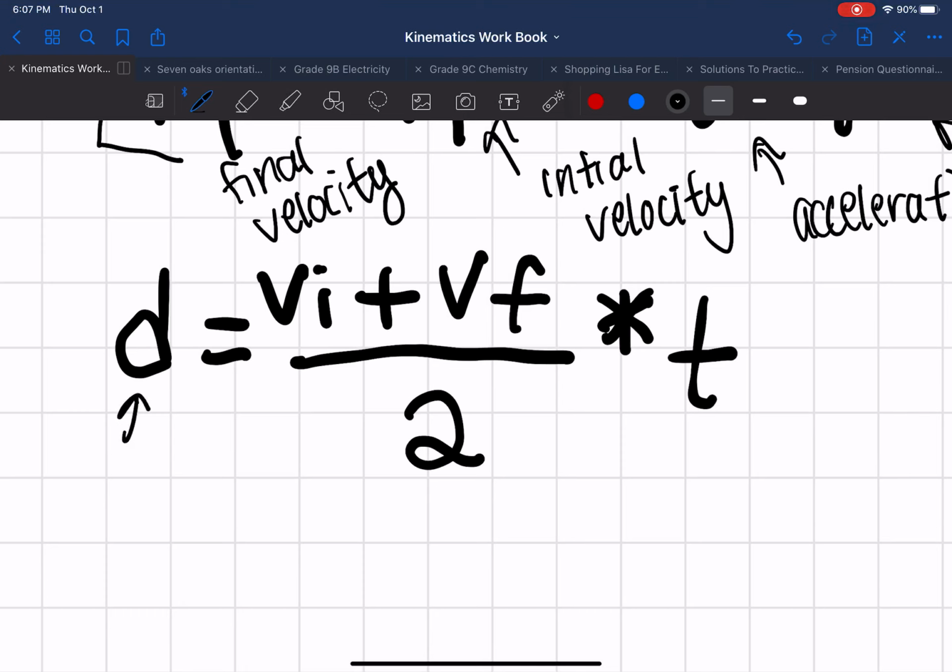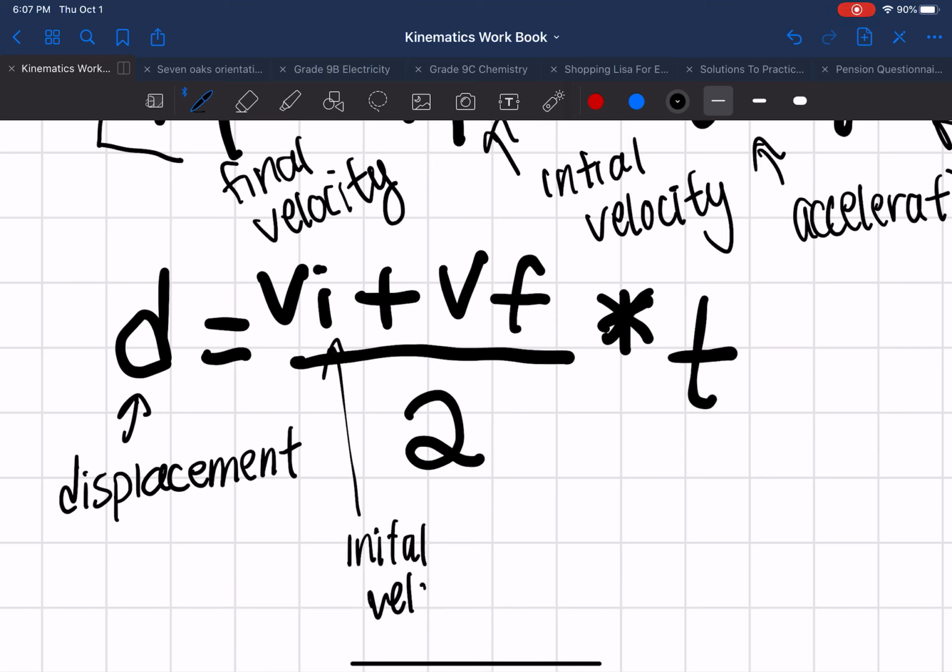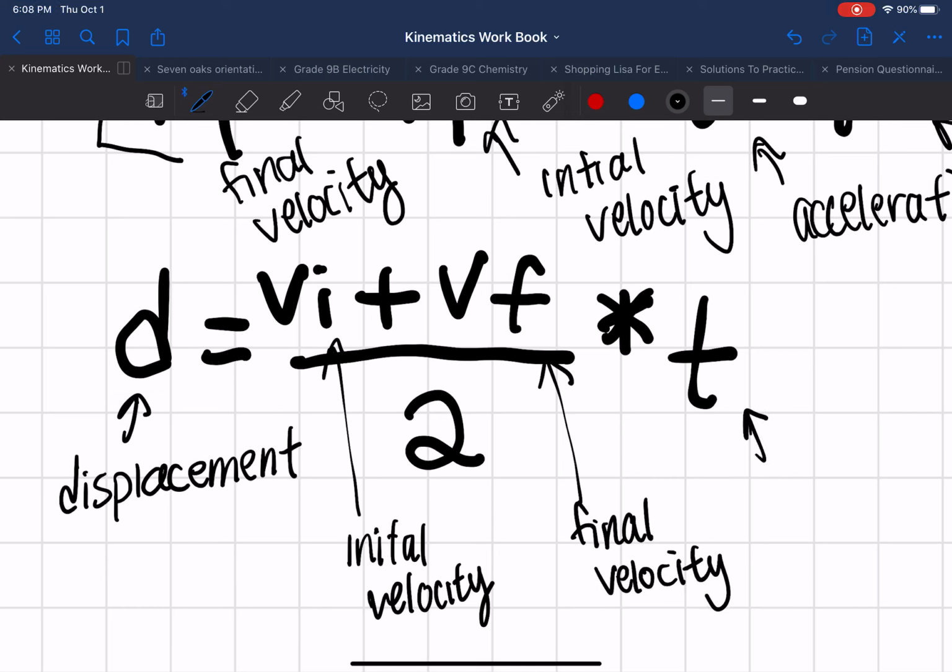Next, an equation that doesn't use acceleration at all. We have the displacement or distance, the initial velocity, and also the final velocity. Again, the subscripts are for final and initial. And we have it with time.